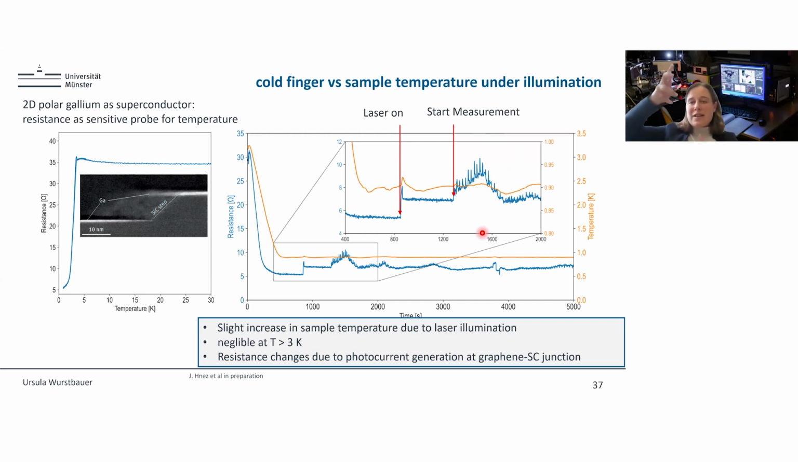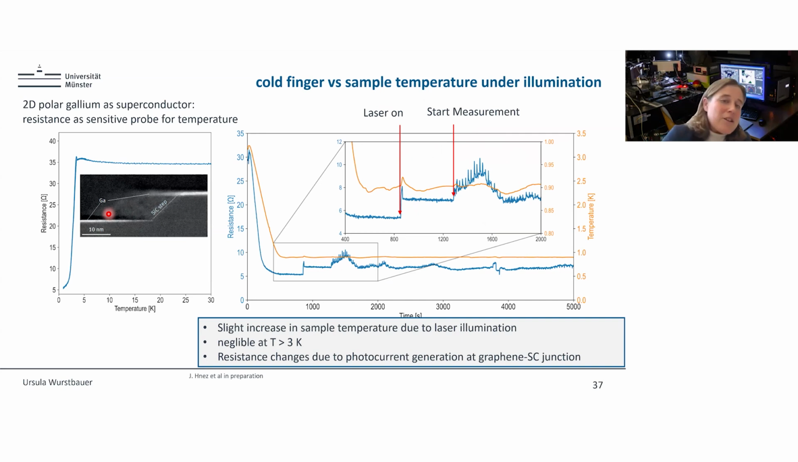And then we start to change the wavelength and the polarization, and those are the signals we see. What we see here in the resistance is nothing else than an induced photocurrent exactly across the step edges. Therefore we have a slight change of the normal part of the sample, not of the superconducting part, meaning the temperature is indeed below 1 Kelvin.